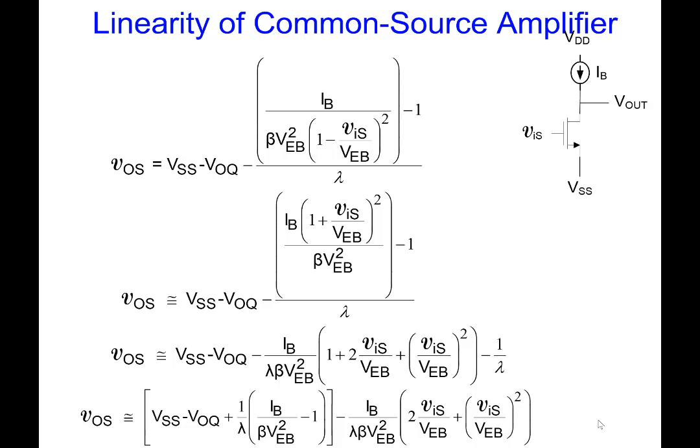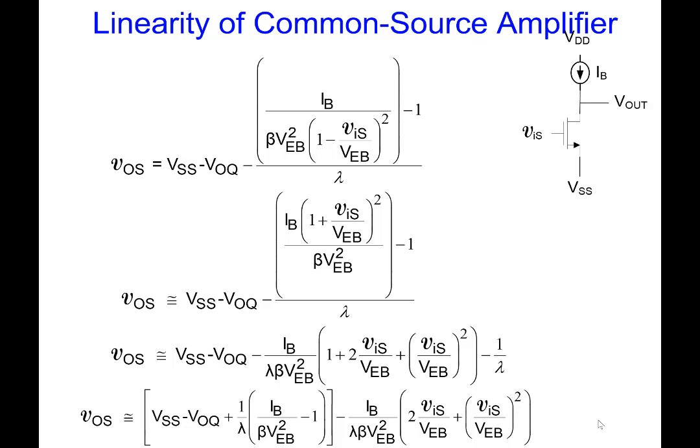And we see a quiescent term. We see a linear term dependent on Vn, which is what we want. And then we see a term that's dependent on Vn squared, which is what we don't want. It's an amplifier, so we don't want that squared term. Now, you can show that a squared term in the polynomial expression corresponds to a second order term in the spectral characterization.